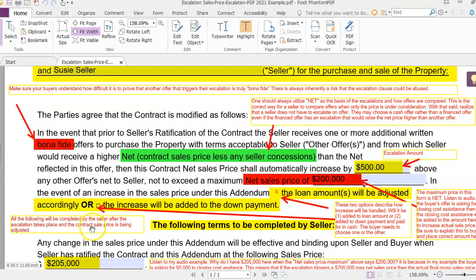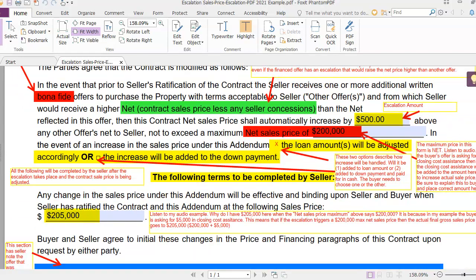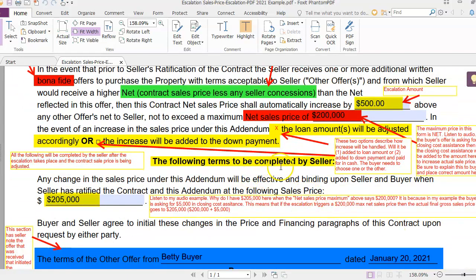All the following will be completed by the seller. So now all that's part of your offer. None of this next part is filled out when you make the offer. This is going to be when the seller says, yes, you won, and here's how you won, and we did escalate your offer, and here's why, right? Boom. So here it is. This is filled out later if you actually go to contract and your offer wins the day. Any changes to sale price under this addendum will be effective and binding upon seller and buyer when seller has ratified the contract and this addendum at the following sale price.